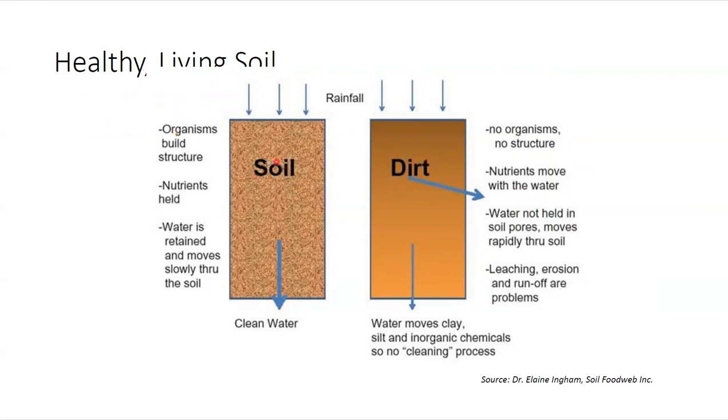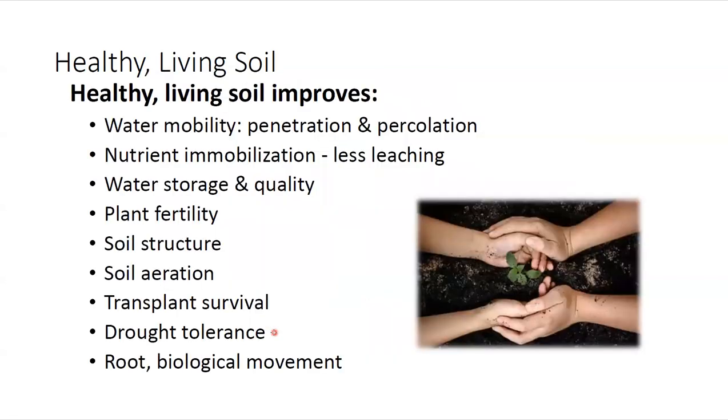If you have a soil that has mineral content, air, water, organic matter, and a healthy soil food web, then you get organisms in there that build structure. The nutrients are held within that soil profile for the plants to utilize, and water is generally retained and moves through slowly, filtering out any of those pollutants. The result is clean water coming out the bottom end. Healthy living soils improve water mobility, nutrient immobilization, so less leaching, water storage and water quality.